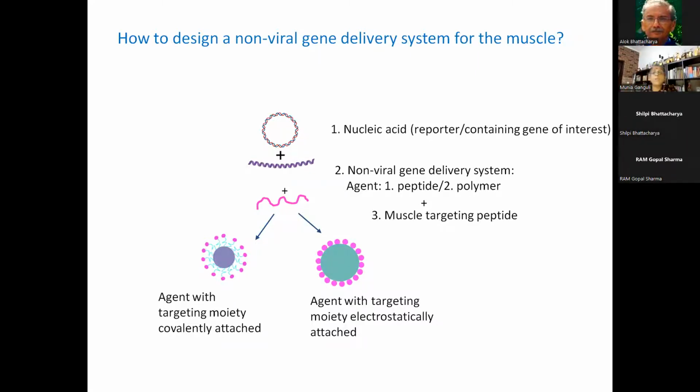So now we are going to make combinations of these. We are going to attach number 2 and number 3 and mix it with the DNA to form the structure that you see on the left. That's the agent with the targeting moiety attached on the surface. We can also first make the nanocomplex with 1 and 2, and then coat the muscle targeting peptide on the surface. The idea is that you make a nanocomplex, you decorate the surface with a muscle targeting peptide, and you do that in different combinations.